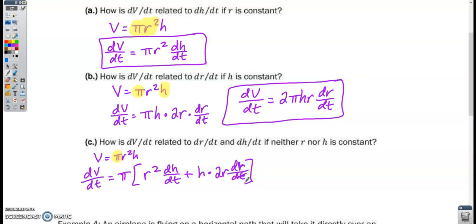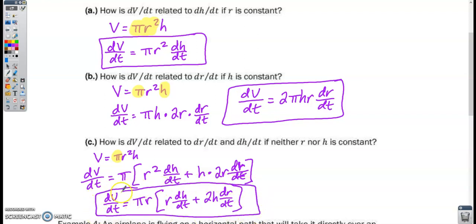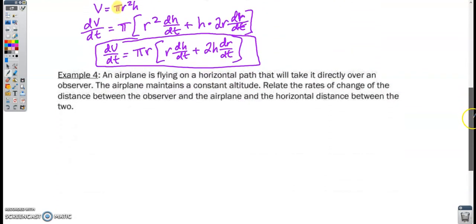Okay, and then from there, all I really want to do is clean this up. I guess I can factor an r out of both of those terms, and it becomes pi r times r dh/dt plus 2h dr/dt. And there's a relationship that expresses the connection between dV/dt, dh/dt, and dr/dt if none of the variables are constant. All right, last example here, example 4.